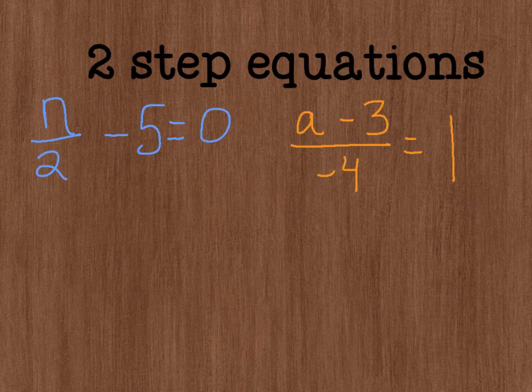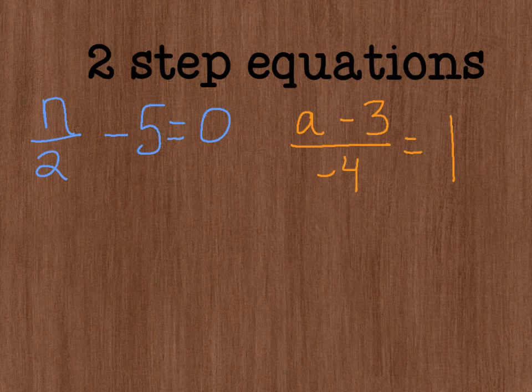Now we're going to move on to two-step equations. So our last ones were one step. It only took one step to solve it. Now we're going to take two steps. The hardest part about two-step equations is figuring out which inverse to do first. Now the way that I teach it is I look at which number is farthest away from the variable.